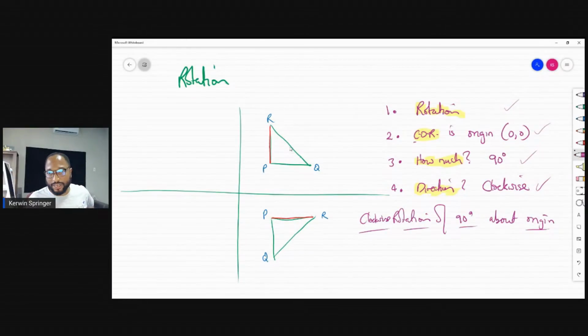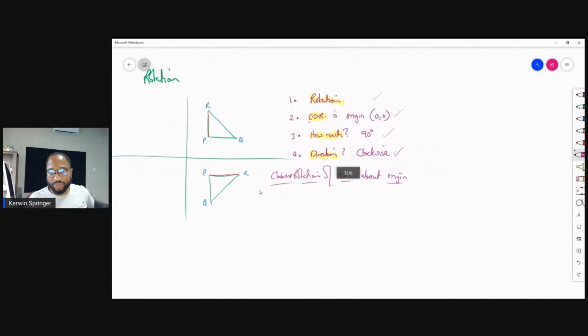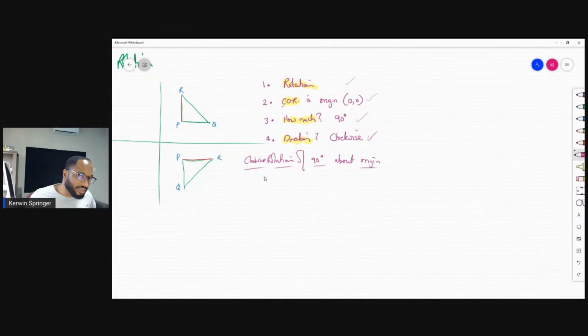Tell me in chat if you understand that. So that's rotation.